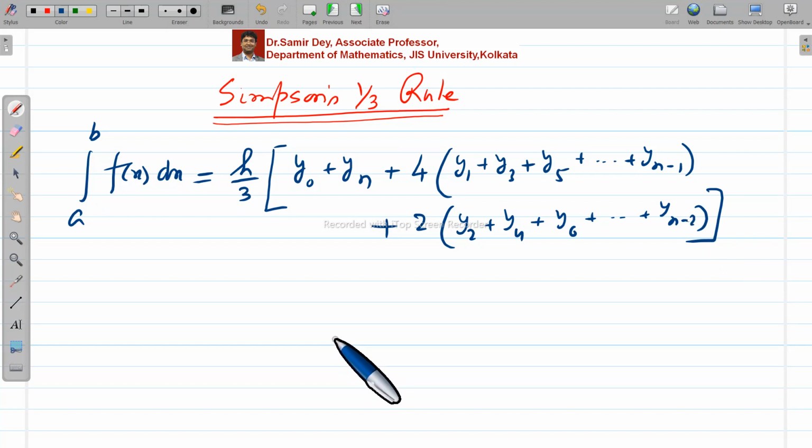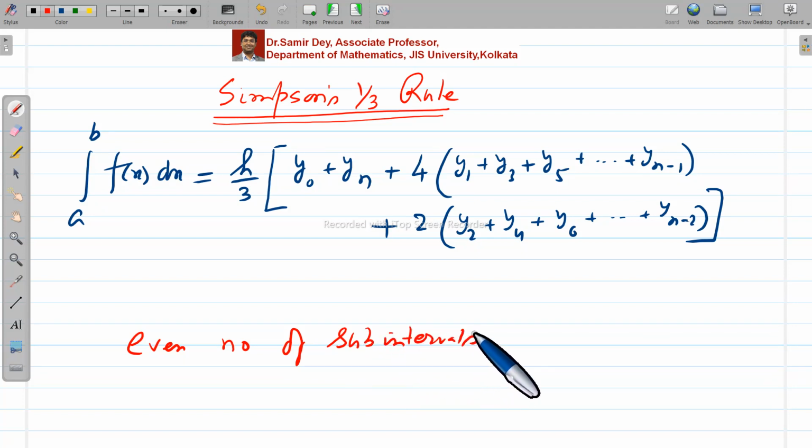Okay, so this is the basic formula of Simpson's one-third rule, and there is another interesting piece of information you should remember. This Simpson one-third rule is applicable for an even number of subintervals. But whereas the trapezoidal rule is applicable for both even as well as odd numbers of subintervals.